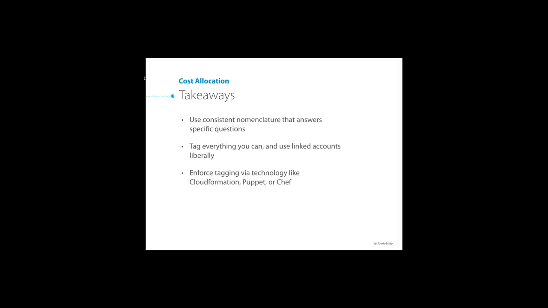You do want to enforce tagging via technology like CloudFormation, Puppet, or Chef to ensure consistency. Use the name tag for everything you can, and consider concatenating it even at times. And also consider sharing the reports with more than just finance. A lot of people in the organization can use this information to their advantage.